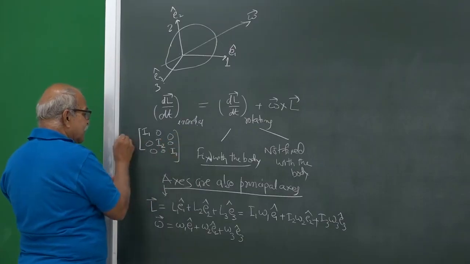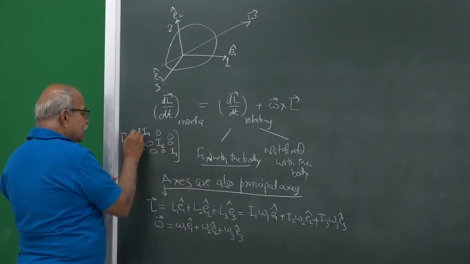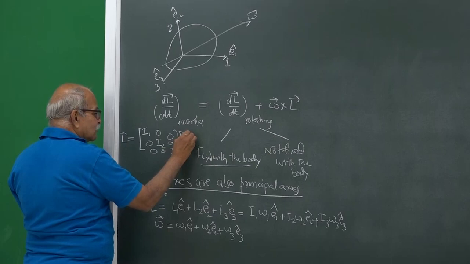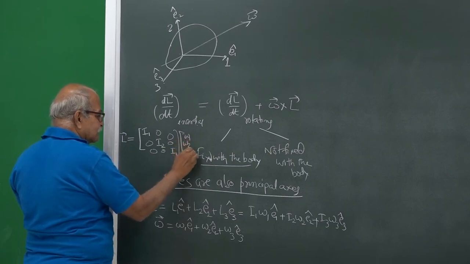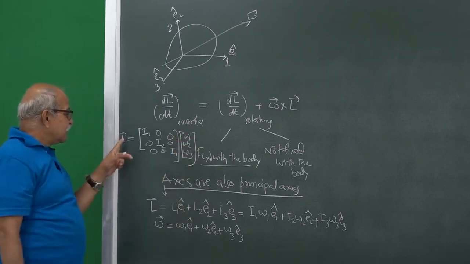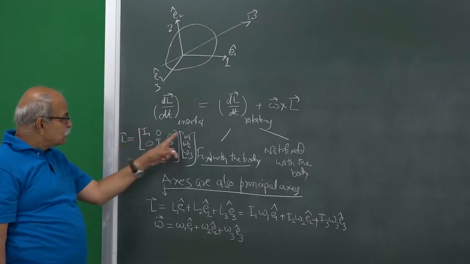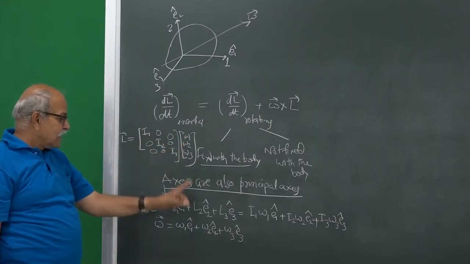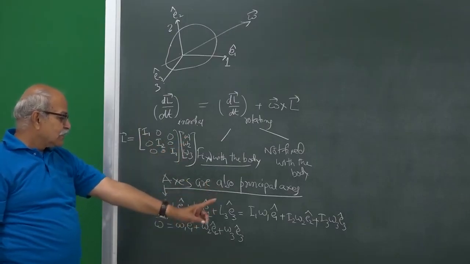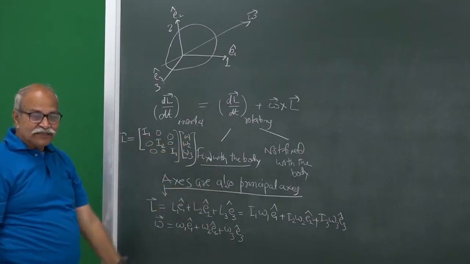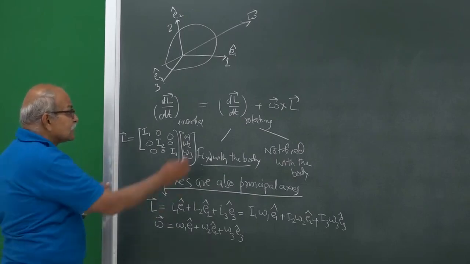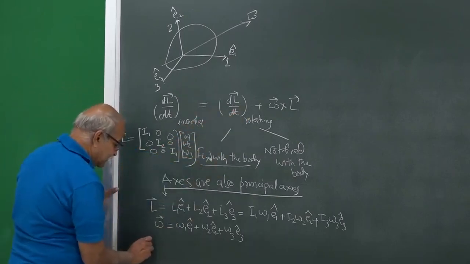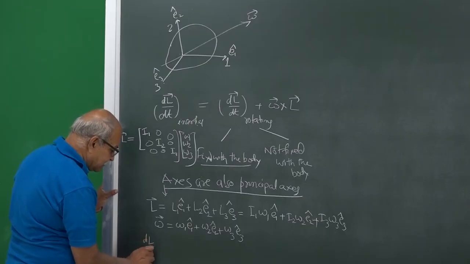So, if you want to write L, which is I times omega, with omega 1, omega 2, omega 3, then you can see L1 is I1 into omega 1 plus 0 into this plus 0 into that. So, there is just I1 omega 1, and similarly L2 is I2 omega 2 and L3 is I3 omega 3. So, what is this dL/dt in the rotating frame?